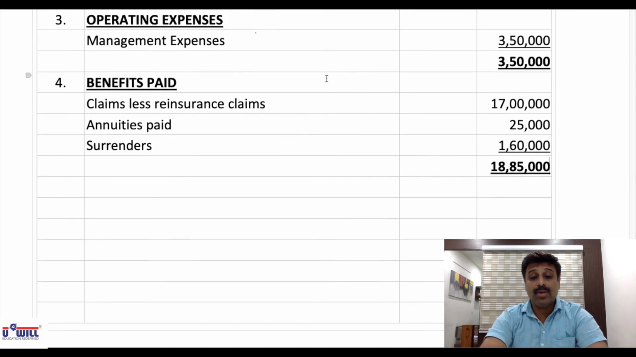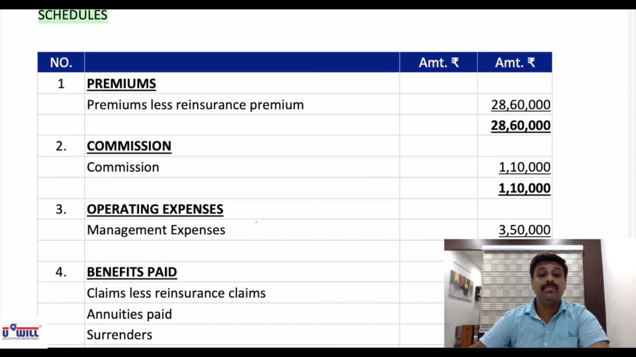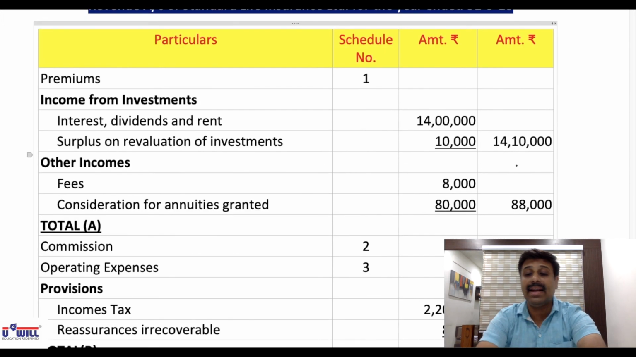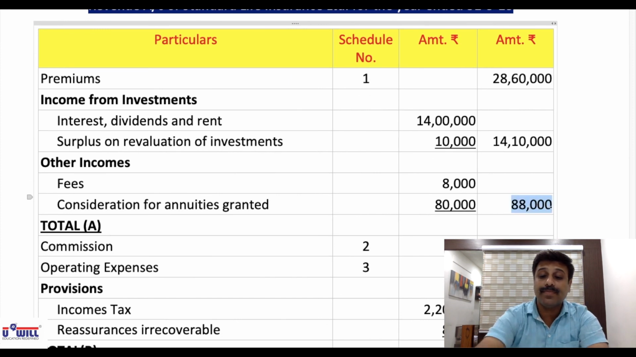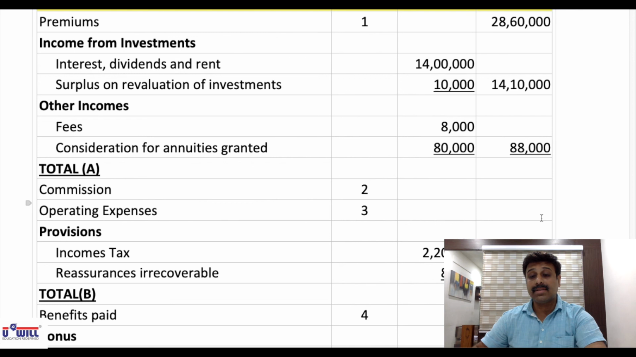Now all the schedules are made. Let us put those amounts in the format. Very first, premiums, what we have is 28,60,000. So all of it write down. Premium schedule 1, 28,60,000. Now we can do the total of this also. Total A: 28,60,000 plus 14,10,000 plus 88,000, total A is 43,58,000.